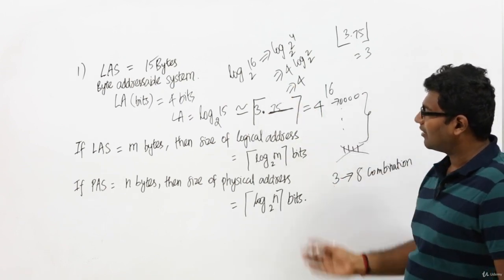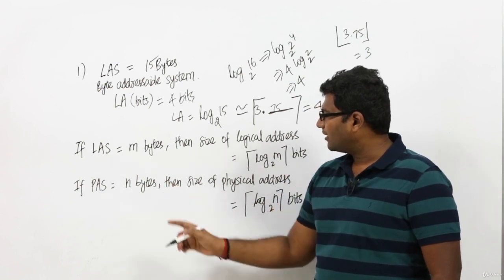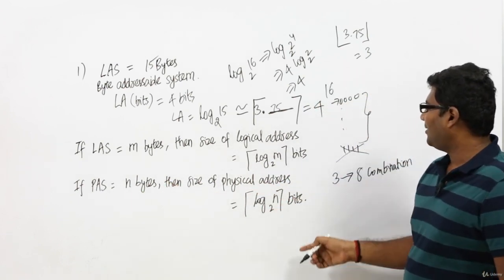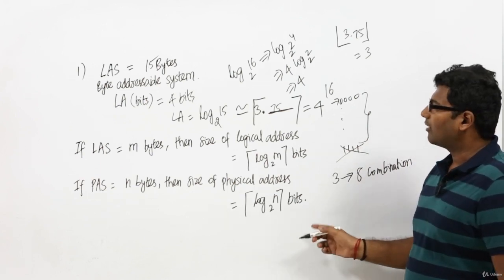The same explanation also holds for physical address space, right? If physical address space is equal to n bytes, then the size of physical address will be equal to ceiling of log n base 2 bits. Ceiling of log n base 2 bits.